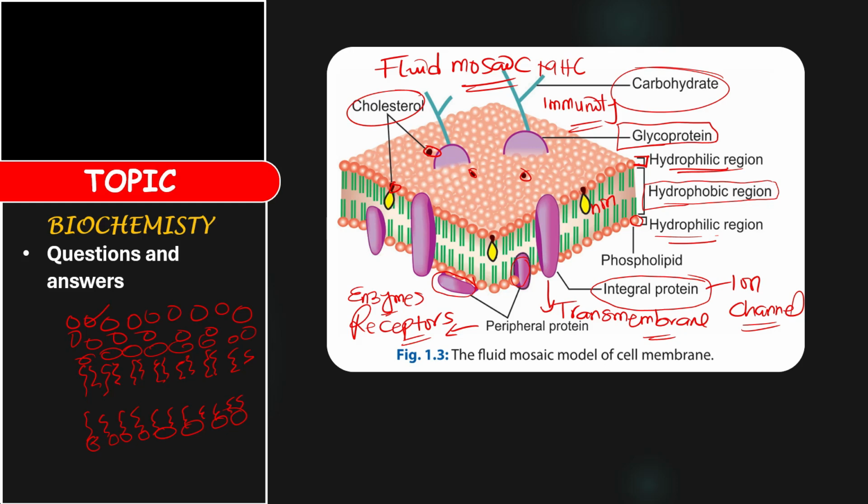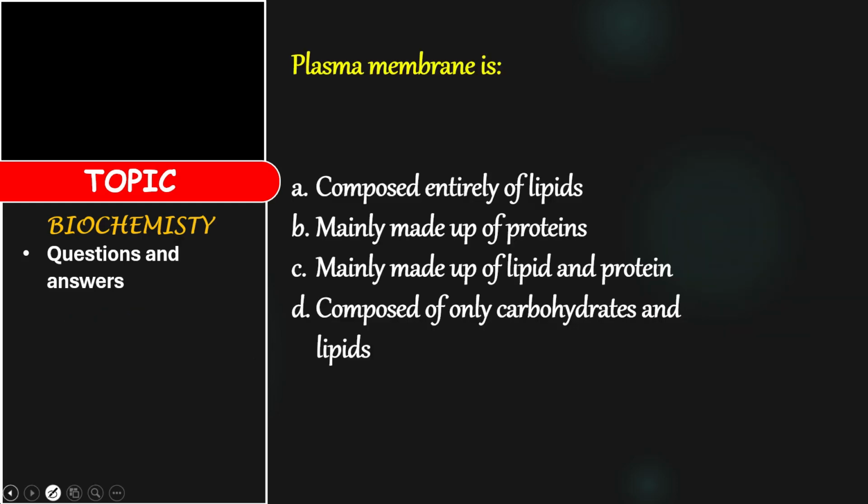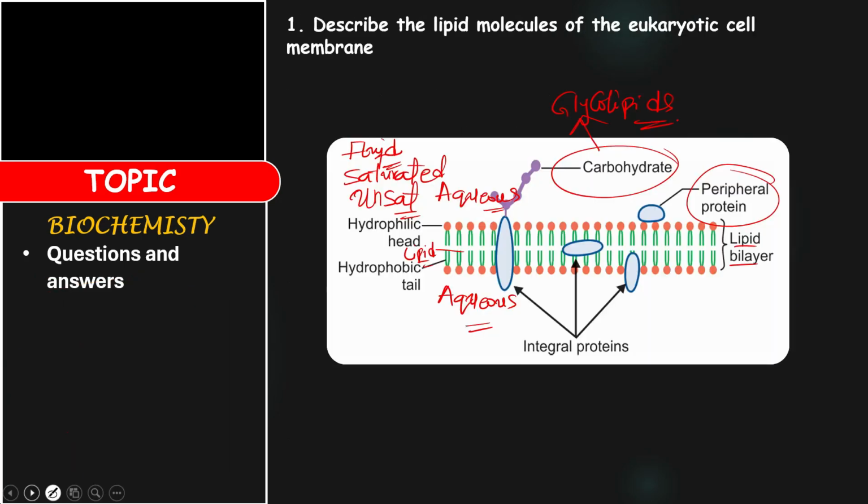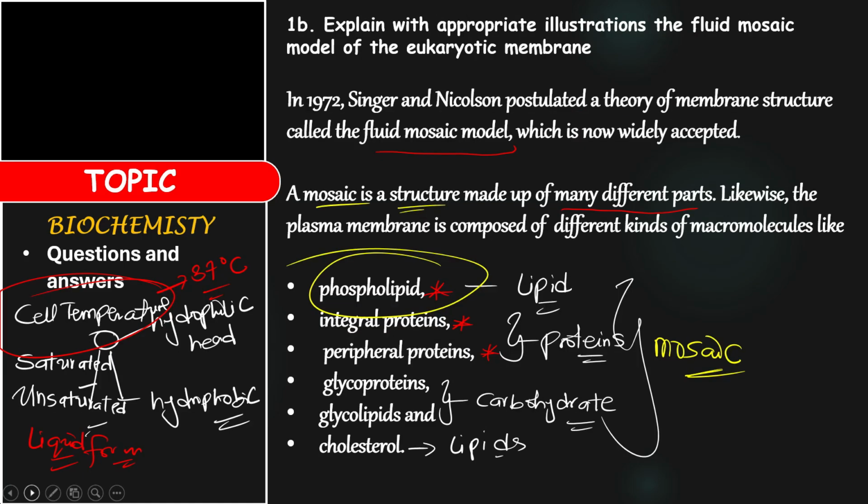So when they ask you to explain the fluid mosaic model, what are you going to say? You just basically explain everything that I've given to you here. Like I told you, when you write the phospholipid, you write the function. Integral proteins, you write their function. Peripheral proteins, write their function. The glycoproteins, glycolipids, write their function. Cholesterol, you write their function. I've stated their functions during the course of the lecture.